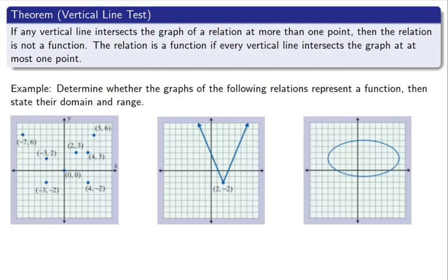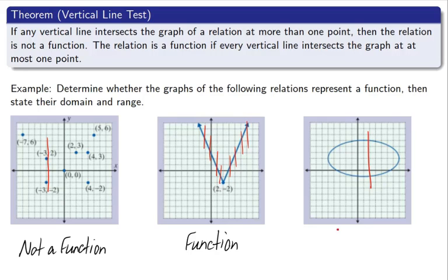For example, the first one, not a function. There's a vertical line that passes through both points. Second one, every vertical line I draw passes through only one point, so that's a function. Now you can probably look at the third one and you'll already know the third one is not a function because the vertical line test fails. It passes through more than one point.